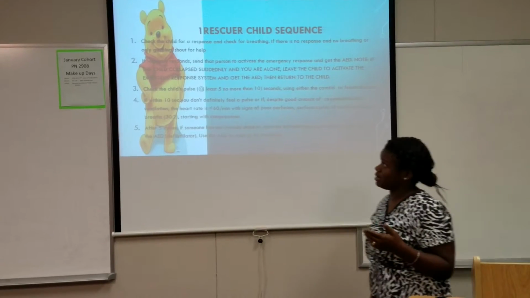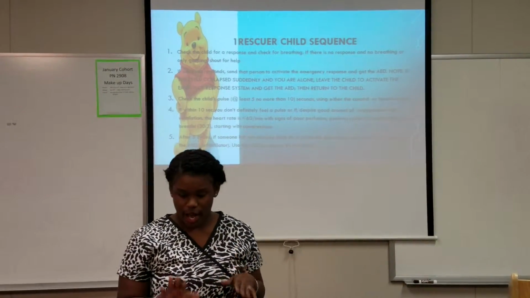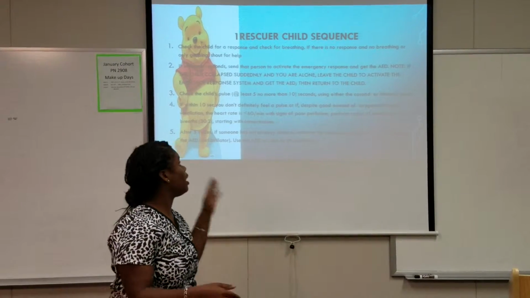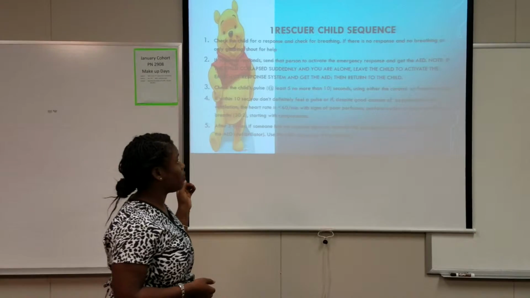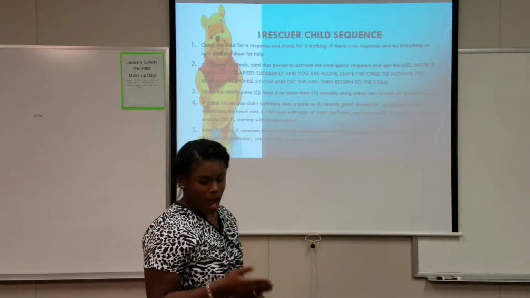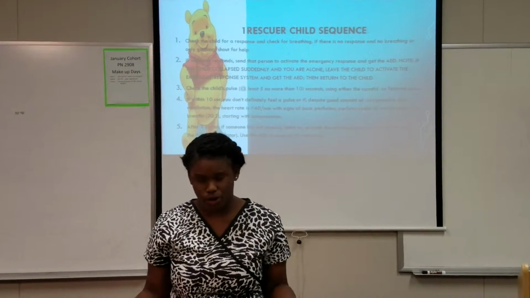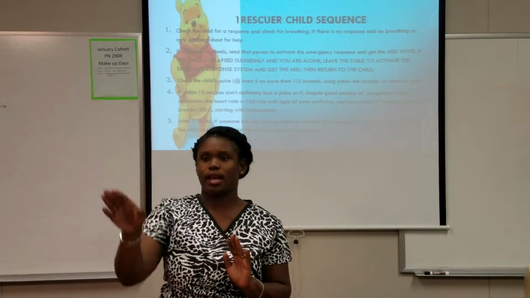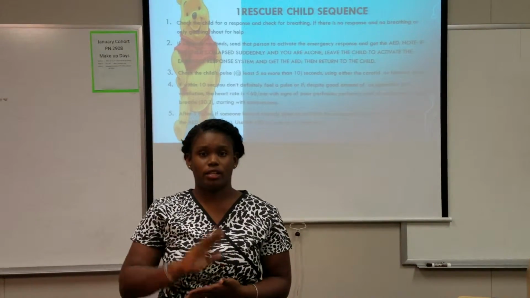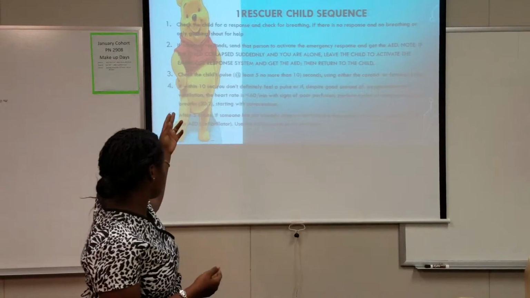One rescuer child sequence. That means if you come upon a child and you're by yourself and you see them in cardiac arrest, or you see that they have passed out and they're not breathing, check the child for response and check for breathing. How you do that is the look, listen, and feel method. First you say, hey, are you okay? If you get no response, it's time for you to call and say, I need someone to go and call 911. That was step number 2.